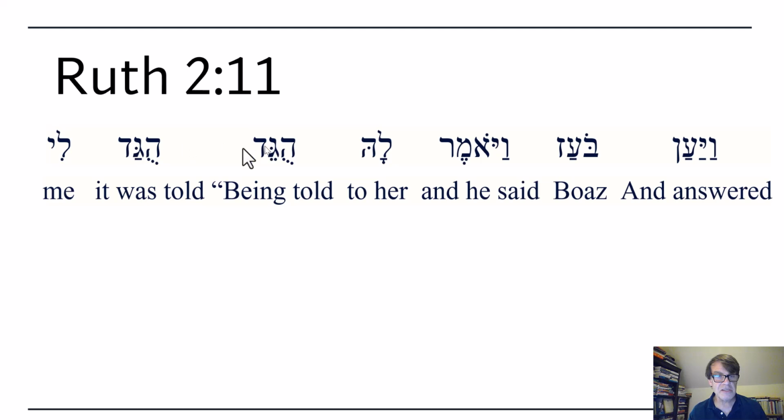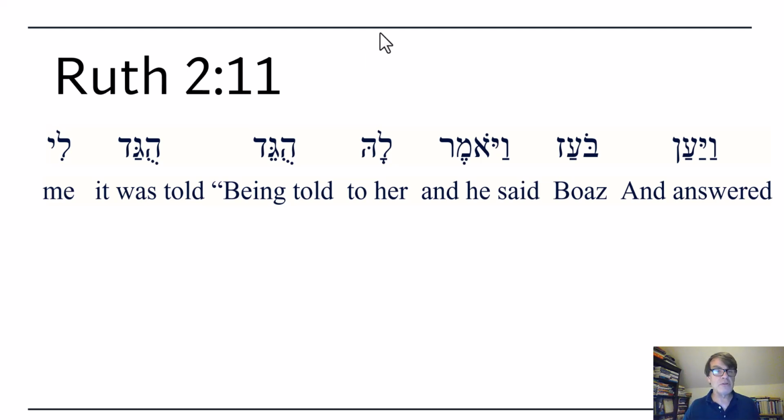This is the same thing, nagad. This one is the Hophal perfect third masculine singular. It was told to me, or he was told to me. Anyway, we wouldn't say that in English. And then this is the infinitive construct, to be told. To be told, it was told. And the infinitive, or infinitive absolute, is it? Let me check. Yes, it's an infinitive absolute.